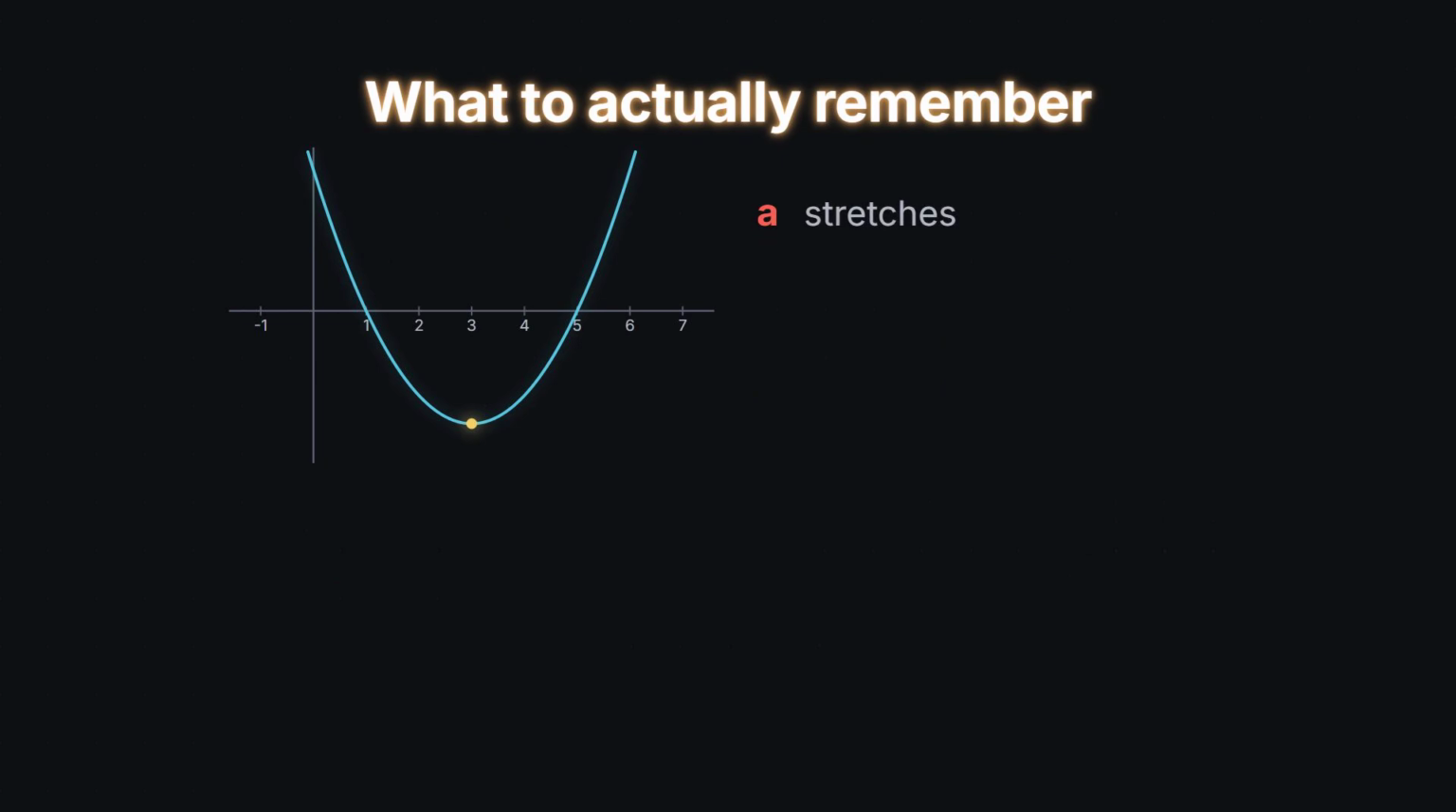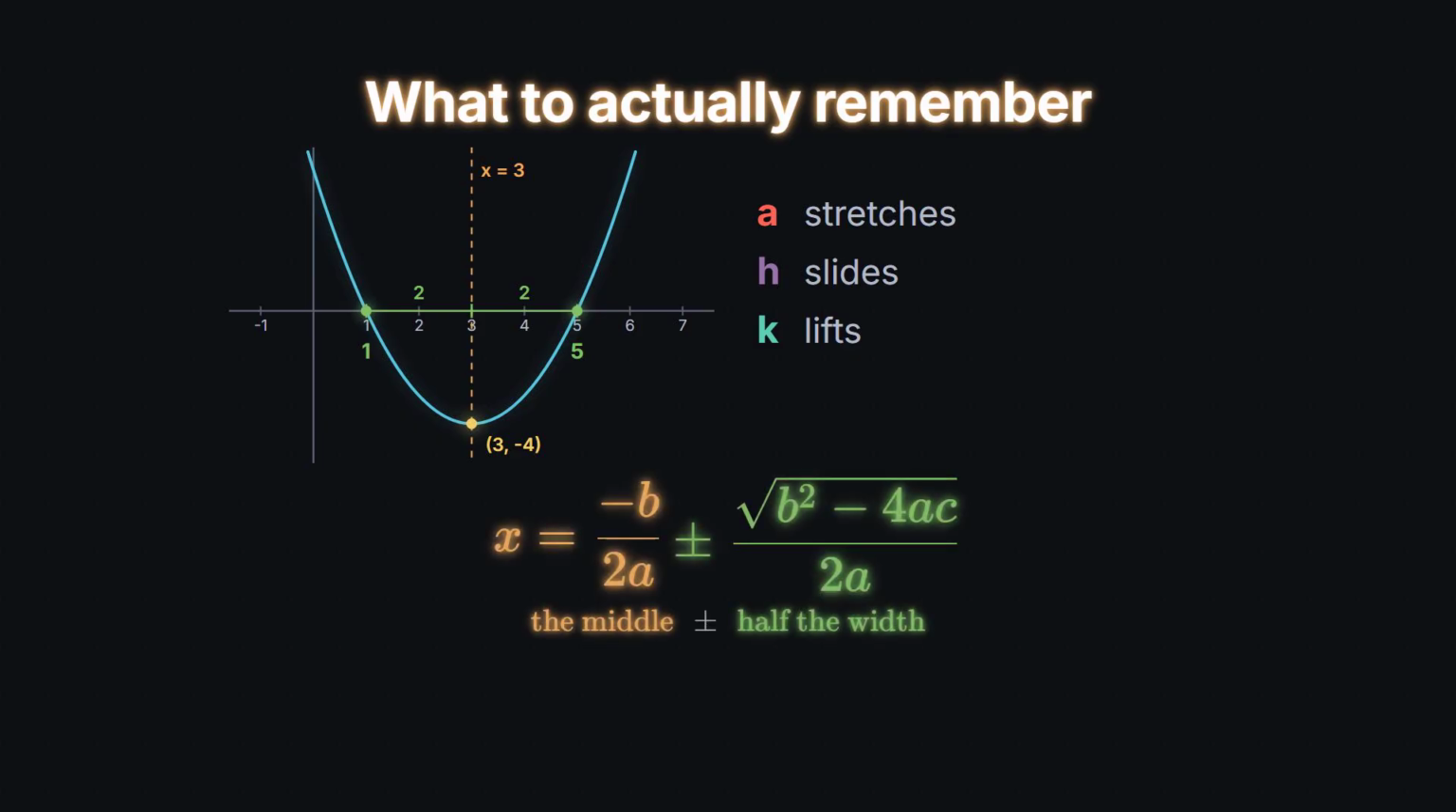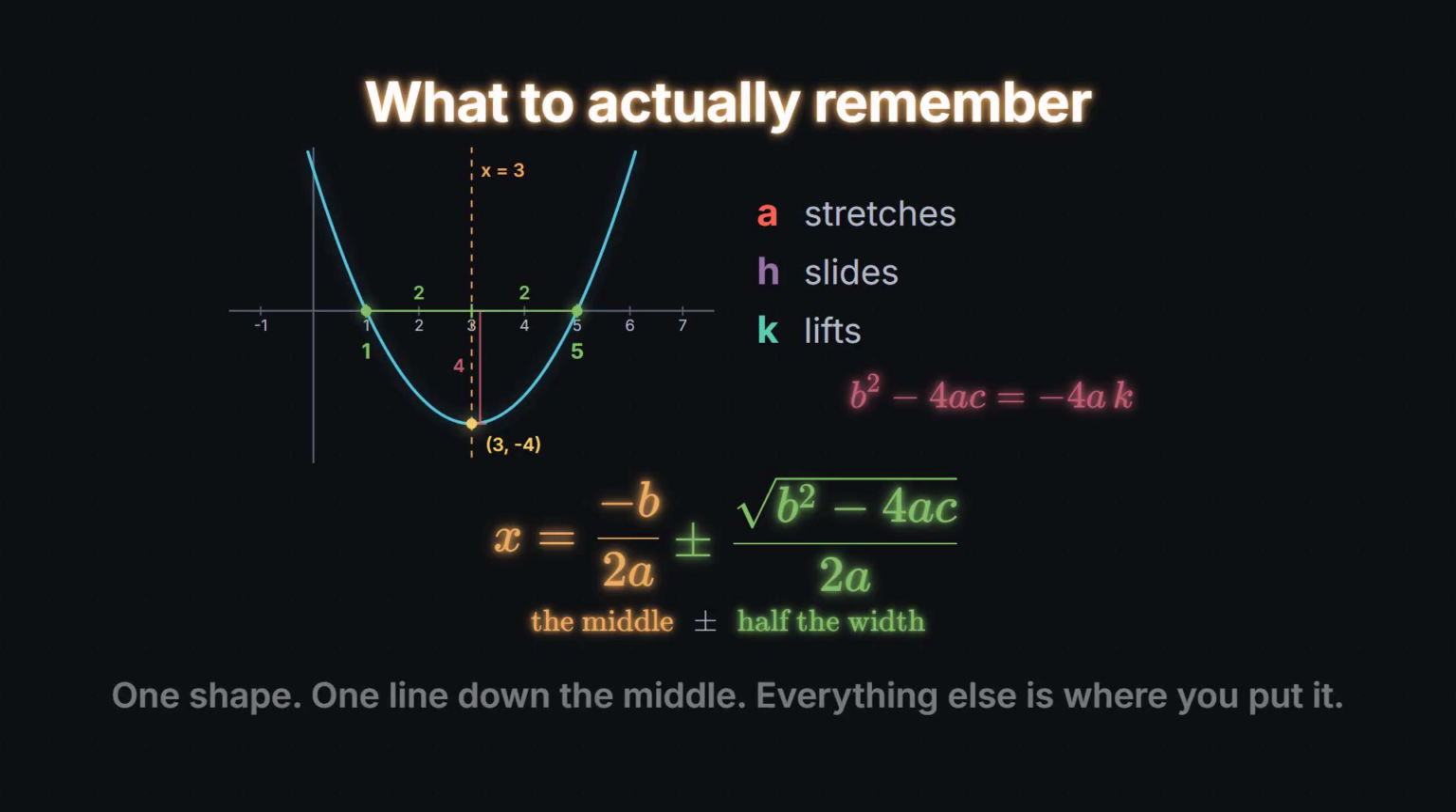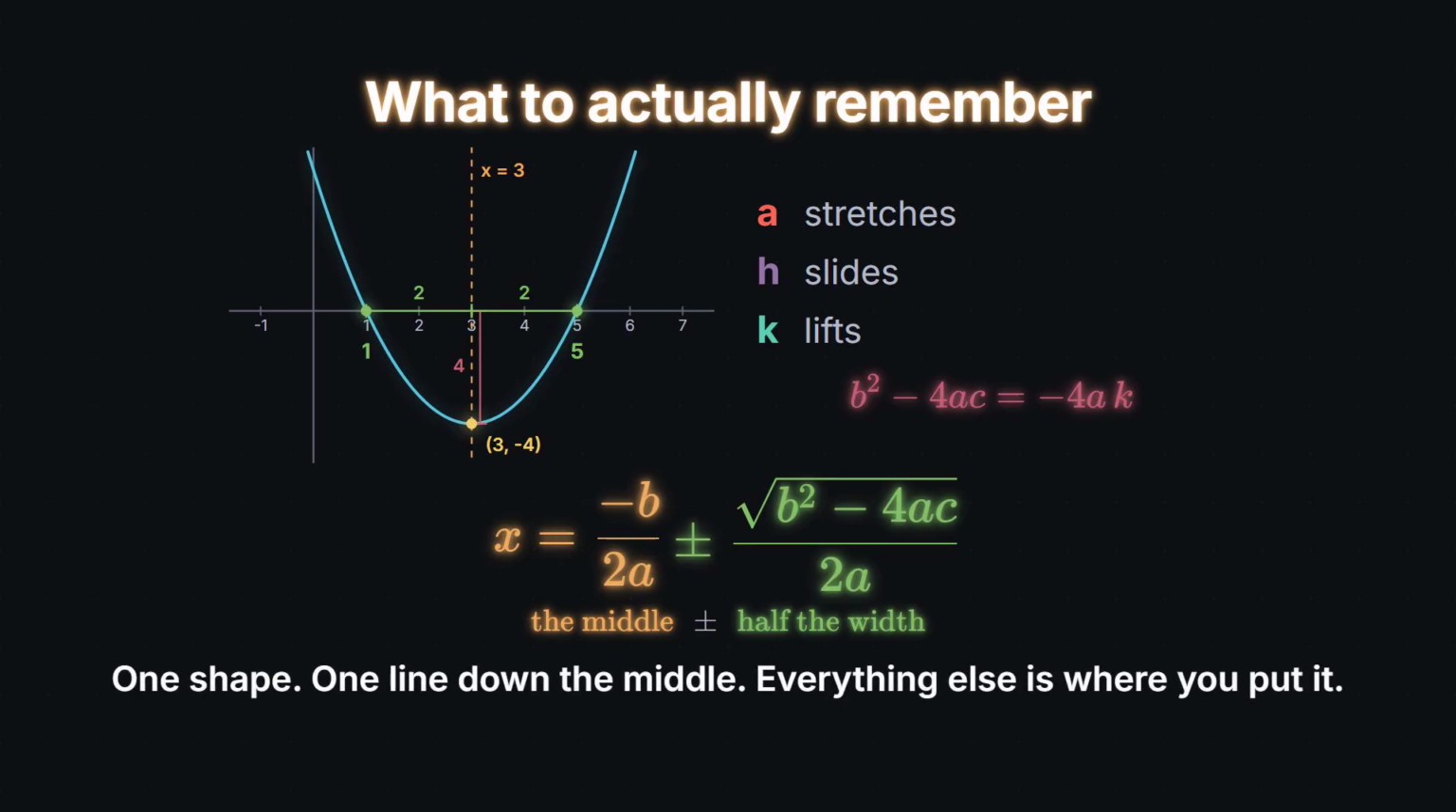So, what is worth keeping? There is one parabola. A stretches it, h slides it, k lifts it. Every root is a middle plus or minus a distance. The middle is minus b over 2a, always. And the discriminant was never a rule to learn. It is the height of the vertex, scaled, asking whether the curve reaches the axis at all. One shape. One line down the middle. Everything else is where you put it.